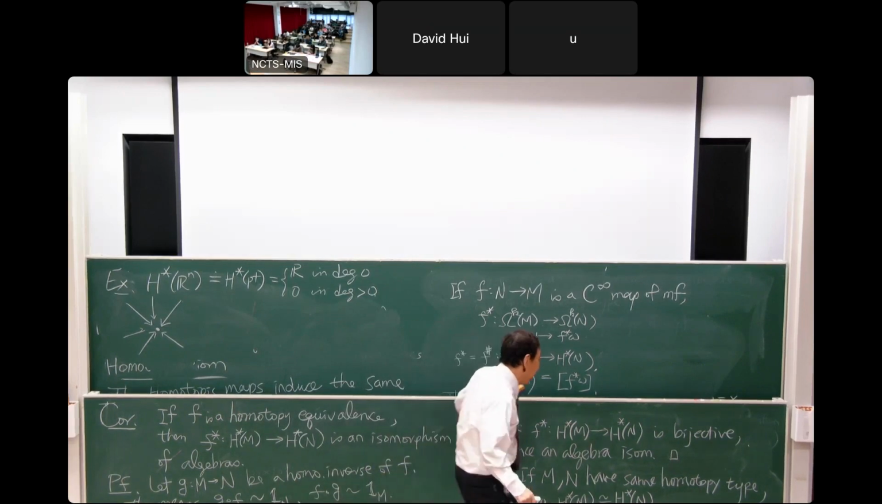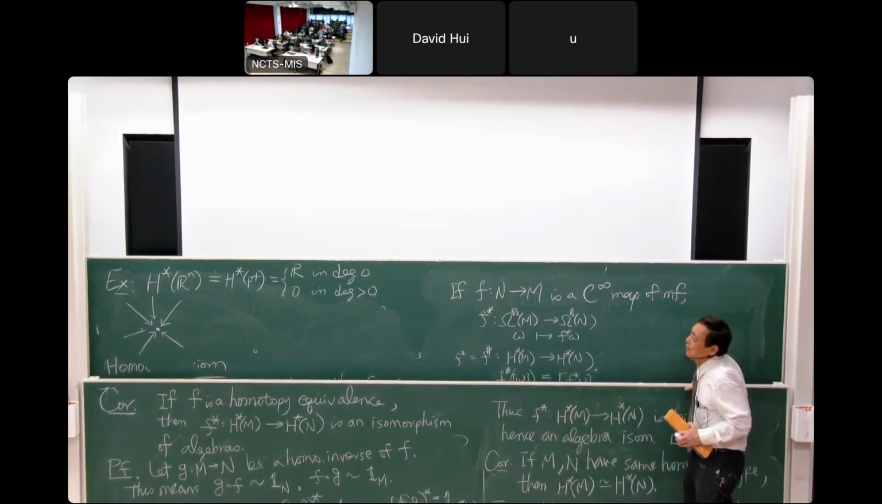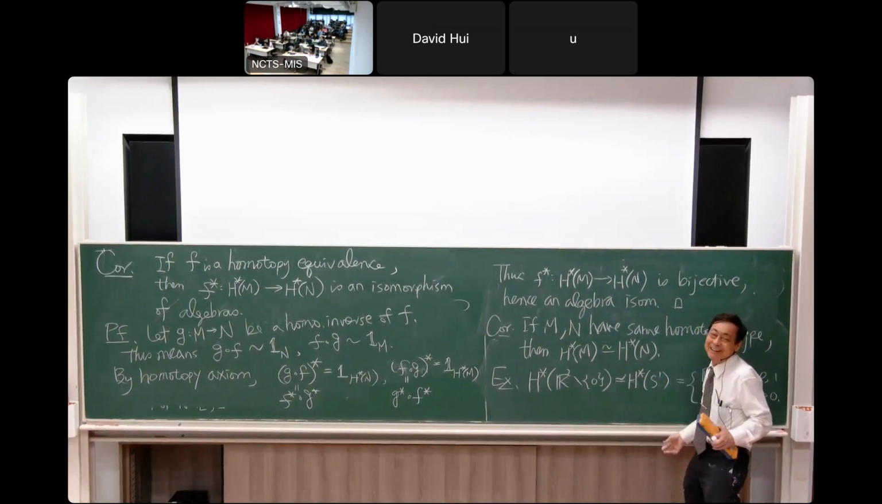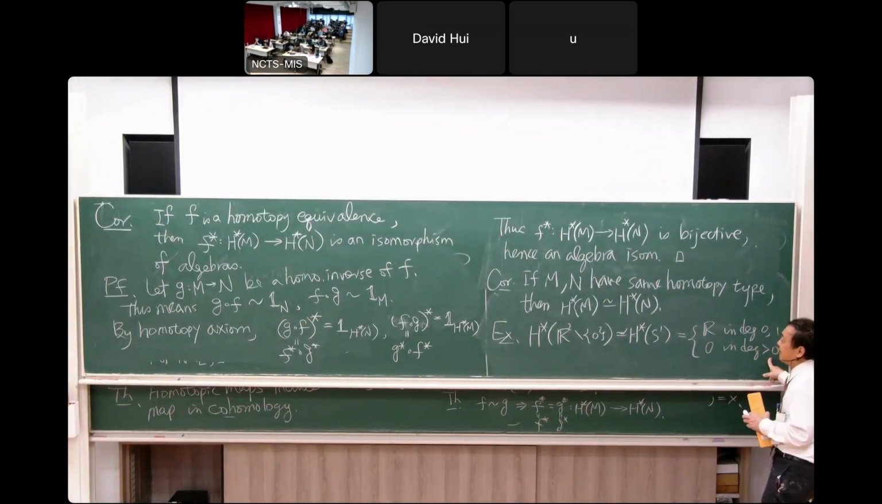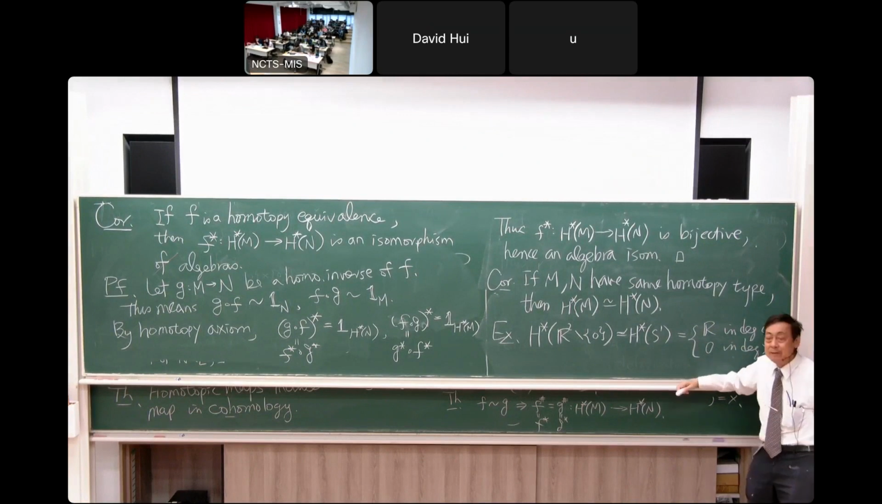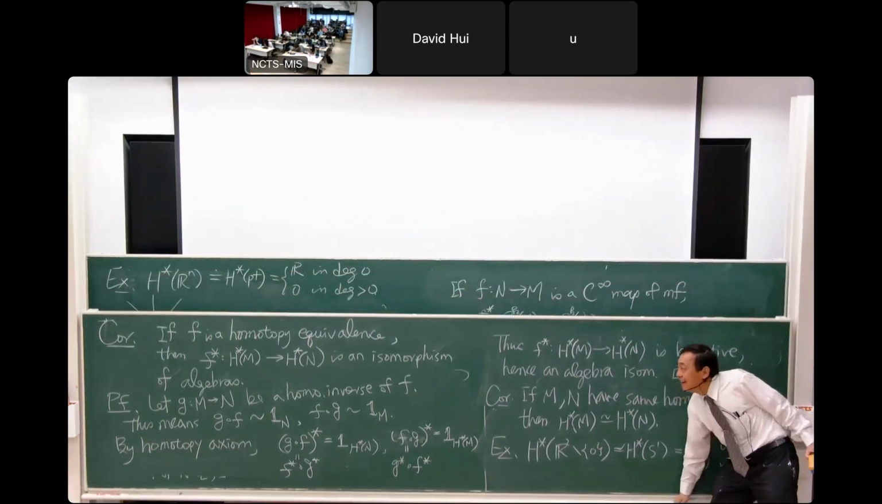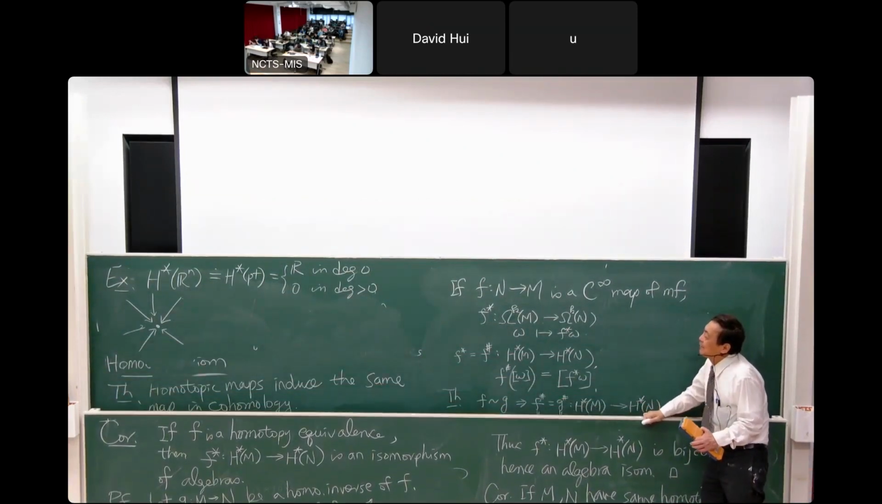Oh no, I wrote something wrong and you didn't point it out. Here, the cohomology of S1 is 0 in degree greater than 1. You didn't notice that? That's terrible. Okay.